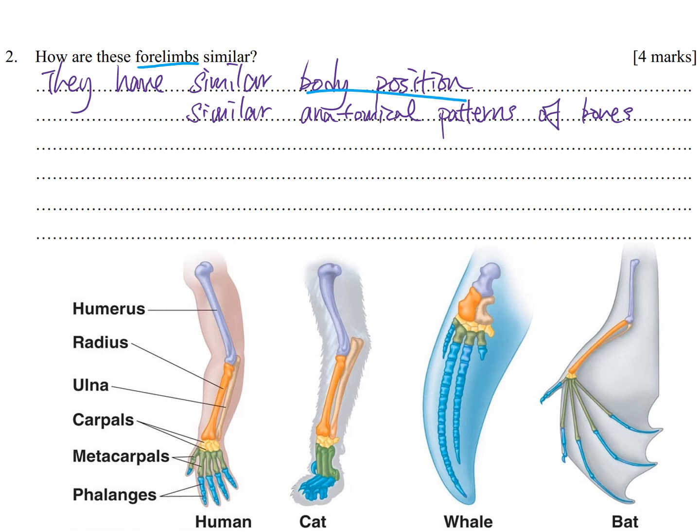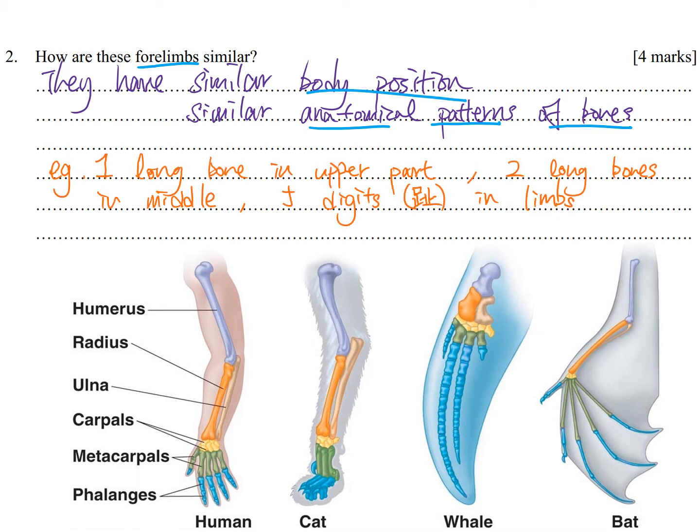Next, these 4 limbs are also very similar in their anatomical pattern of bones. For example, we can all find 1 long bone in the upper part of the limb, and then 2 long bones, which are thinner, at the middle part of the limb, and at the end you can find 5 digits in the lower part. Okay, you can count it on your own. Some of them might have 4, but in general they have 5 digits in the limbs.